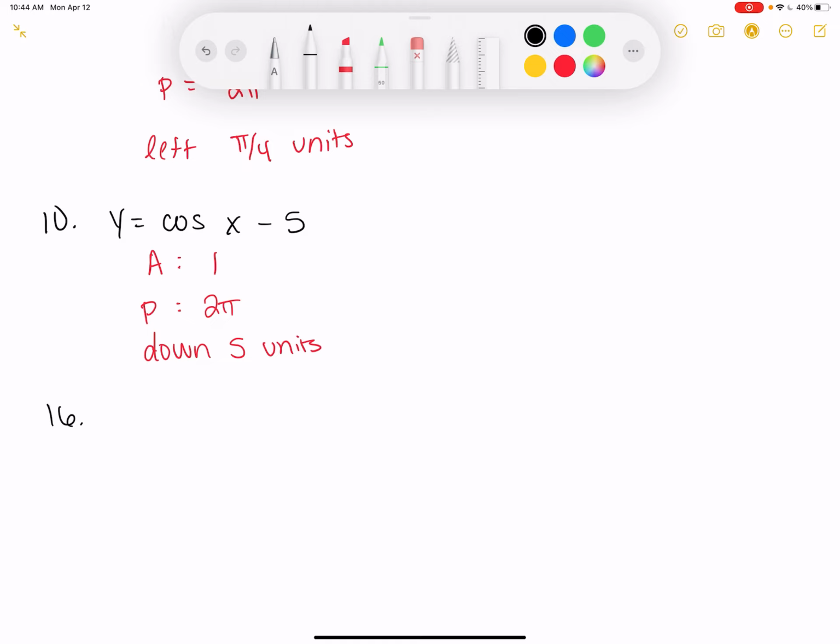16. F of x is equal to 1/2 sine of x minus 3 pi over 2. Amplitude is 1/2, period 2 pi.